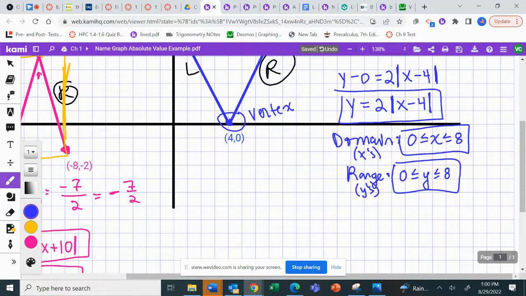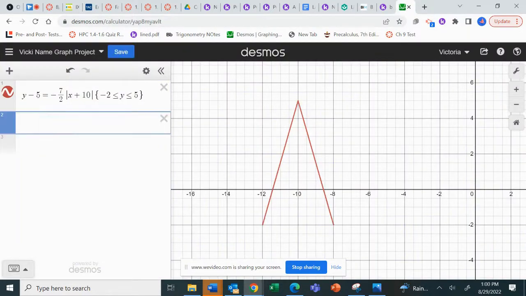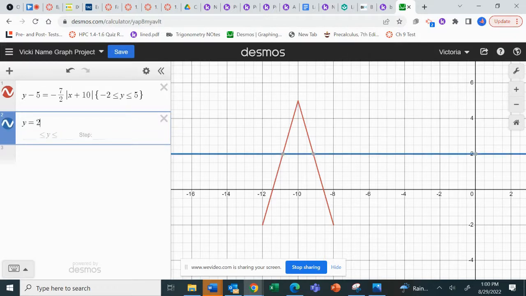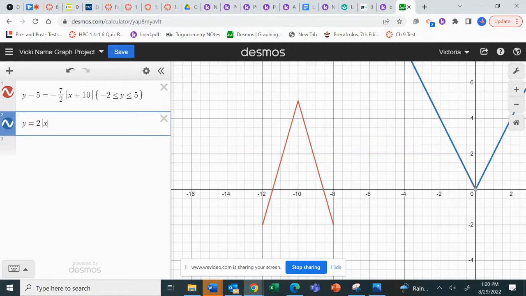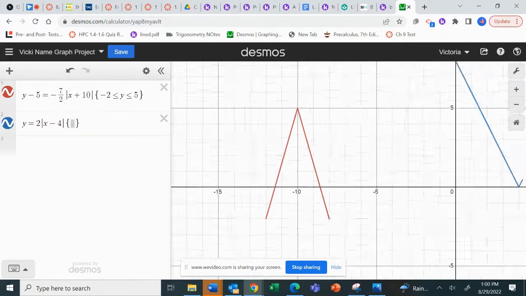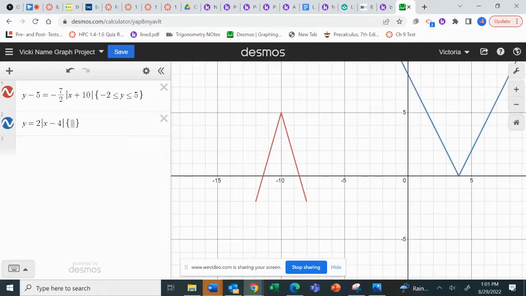Now we're going to take that and we're going to make sure it's correct. We're going to go to our Desmos, the one that we're doing together and saving. We have y equals 2, then the absolute value of x minus 4. And we need a fancy bracket. We need the fancy bracket.